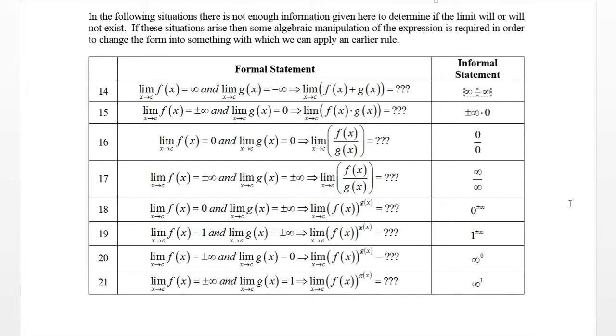Yes, I think I've got them all right now. Okay. So what I mean by that is if you take the limit as x goes to c of f of x is infinity and limit as x goes to c of g of x is minus infinity, then you have no idea what the limit of the sum is.